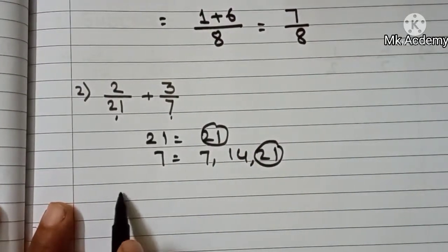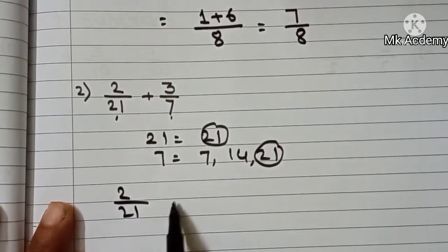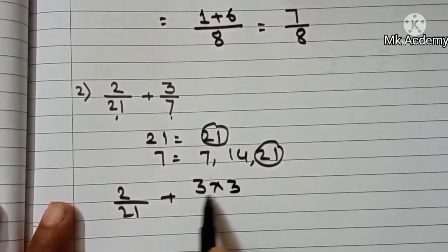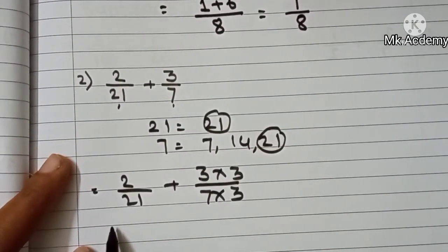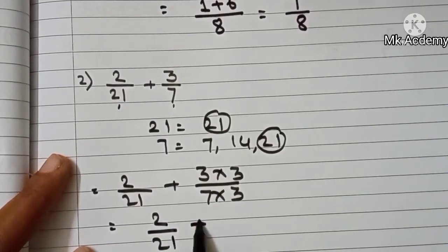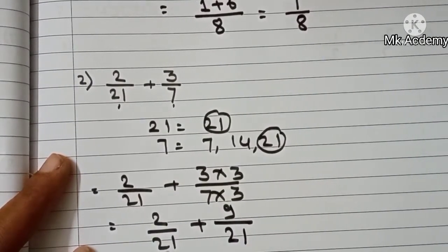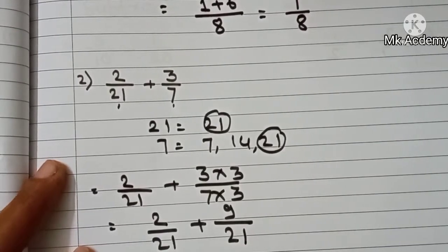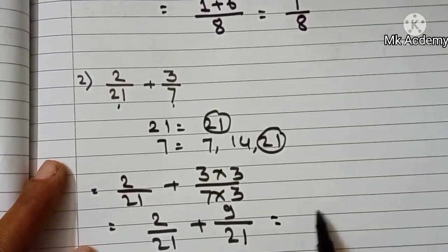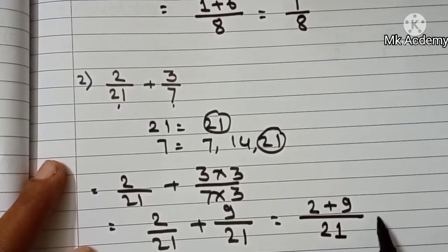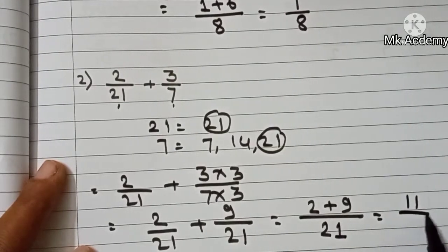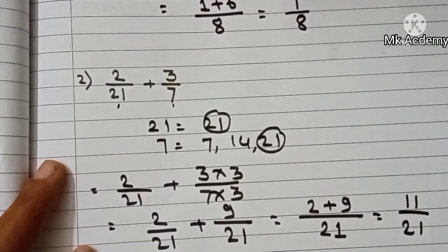Therefore we have 2/21 plus 3 into 3 and 7 into 3, we get 2/21 plus, 3 threes are 9, 7 threes are 21. Now we get same denominators, means these are like fractions. Then do addition. First add numerators 2 plus 9 and write down denominator 21 as it is. 2 plus 9 is 11. 11/21 means the addition is 11/21. Understood student?